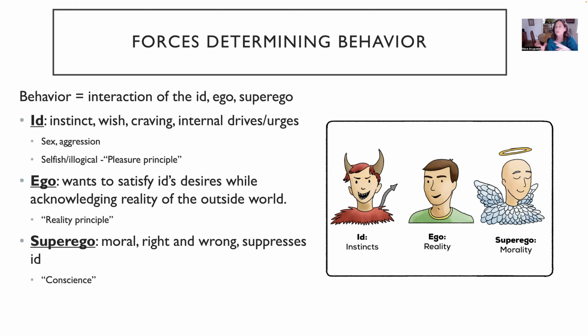So the behavior that you exhibit is going to be an interaction between these three forces. The forces are called the id, the ego, and the superego. So the id is just a very selfish force that wants things. It wants pleasure, largely. It operates on something called the pleasure principle. And the impulsive nature of the id has, under the theory, had much to do with sex and aggression.